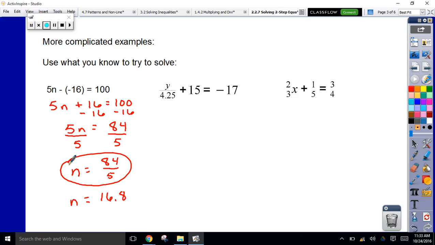Okay, Trey, what would I do first to solve this one? Minus 15 on this side. Good. Subtract 15 from both sides. So I'm left with y over 4.25. What is negative 17 minus 15? Negative 32. Good. Negative 32.